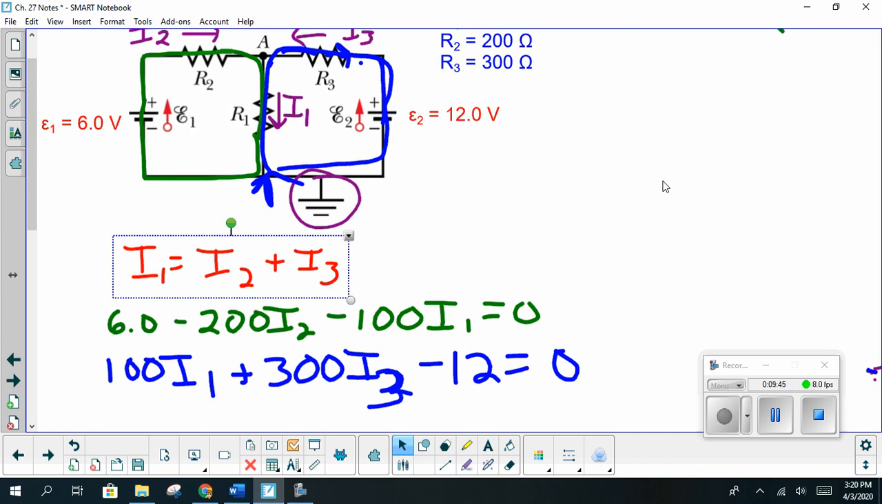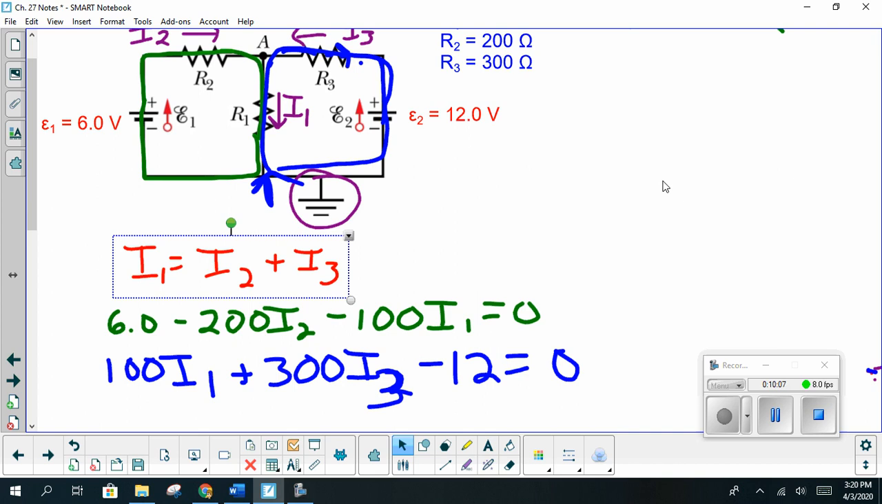So now we have three unknowns. Those three unknowns are I1, I2, and I3. And we have three equations. So at this point, essentially, we have a system of equations. And we have enough equations for each variable, right? So we have three unknowns and three equations. So therefore, we should be able to solve this.